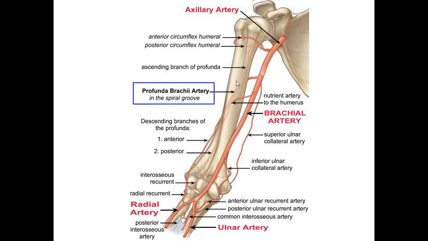The second branch of the brachial artery is the superior ulnar collateral. This superior ulnar collateral passes behind the medial epicondyle and anastomoses with the posterior ulnar recurrent artery. Then the third branch, the inferior ulnar collateral, divides into an anterior branch and a posterior branch. The anterior branch anastomoses with the anterior ulnar recurrent, and the posterior branch with the posterior ulnar recurrent. Then there is the nutrient artery to the humerus and muscular branches. The two terminal branches are the radial artery and the ulnar artery.